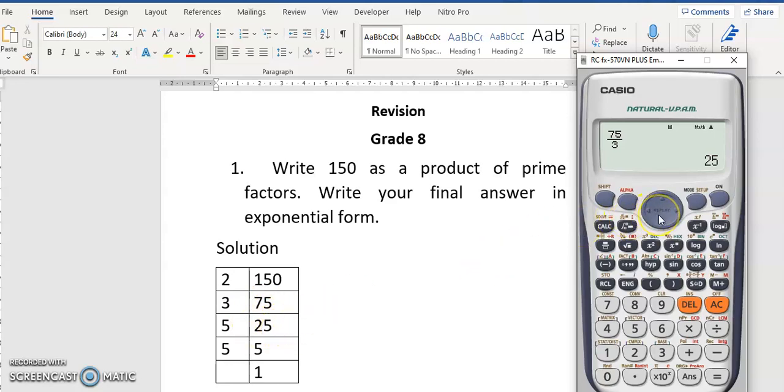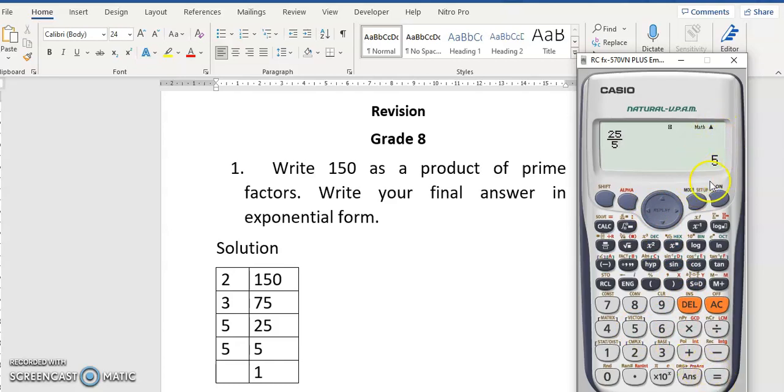You start from 2. Let's try with 2. Now it's 25, it's no more 75. So divided by 2 gives us a fraction. So we can't use 2. Then you try 3. It gives us a fraction. We can't use 3. Let's try 4. It gives us a fraction. No, we can't use it. Then you try 5.